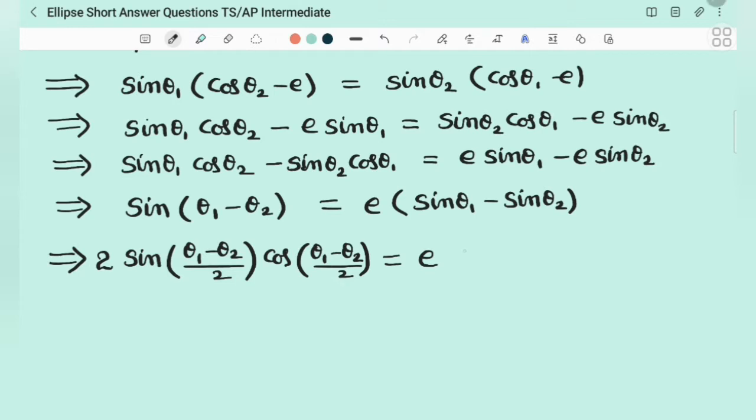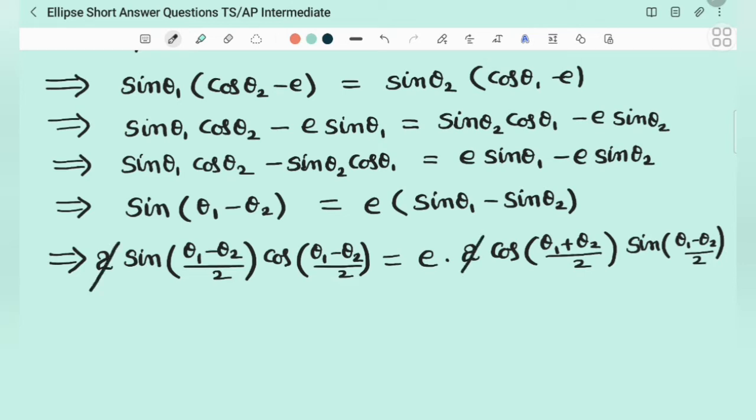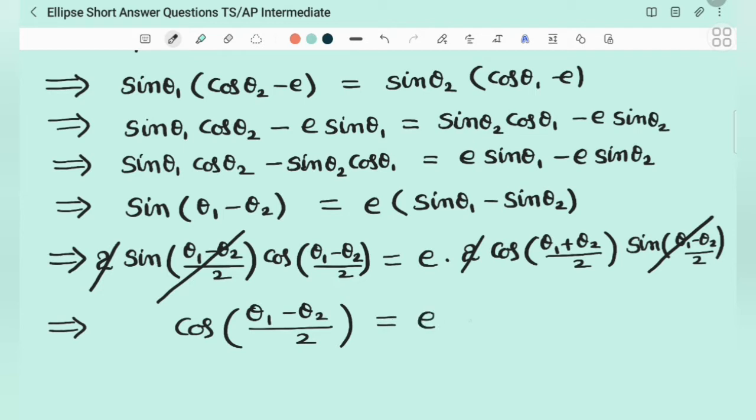So here, sin C minus sin D, once again I will repeat, sin C minus sin D equal to 2 cos C plus D by 2 into sin C minus D by 2. So 2 cos theta 1 plus theta 2 divided by 2 into sin theta 1 minus theta 2 divided by 2. Now on both sides, first you have to cancel the 2. Next, sin of theta 1 minus theta 2 you have to cancel. So after cancellation, cos of theta 1 minus theta 2 by 2 is equal to E times cos of theta 1 plus theta 2 divided by 2.